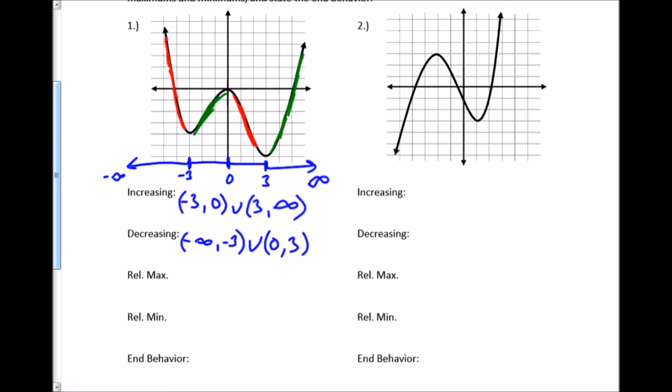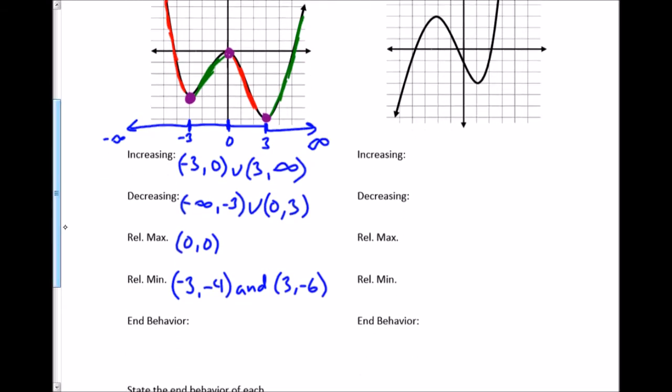Relative maximums and minimums. The reason I use parentheses on each of these is because the values in between here, it's neither increasing or decreasing, because those are turning points. And actually, these two turning points are my relative minimums. This one up here is my relative maximum. So I've got a relative maximum at 0, 0. Again, it's just a high point when the function goes from increasing to decreasing. Relative minimums, I've got one at negative 3, negative 4. And then I have another one at 3, negative 6. And again, they're relative. They're minimums relative to the points around them. It's when the function goes from decreasing to increasing.